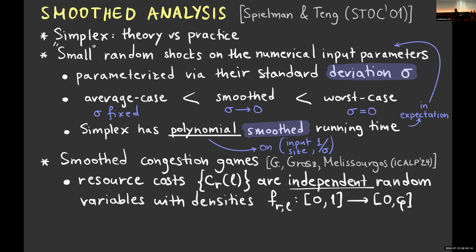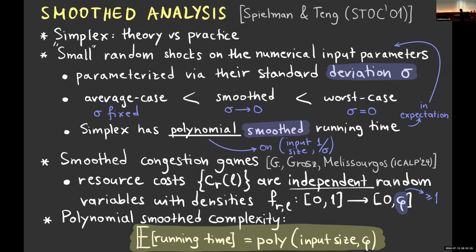This is the standard way that we do smoothed analysis in discrete optimization. Notice that phi is at least 1. If it is 1, it's essentially a uniform distribution. What we want to do here is running time analysis in expectation over all this randomness. Polynomial means that you are polynomial in the input size and phi now, not 1 over sigma. Phi is a parameter that goes to infinity. As phi goes to infinity, you allow a lot of concentration, so the density can go very high, and you can concentrate your mass around the worst case.